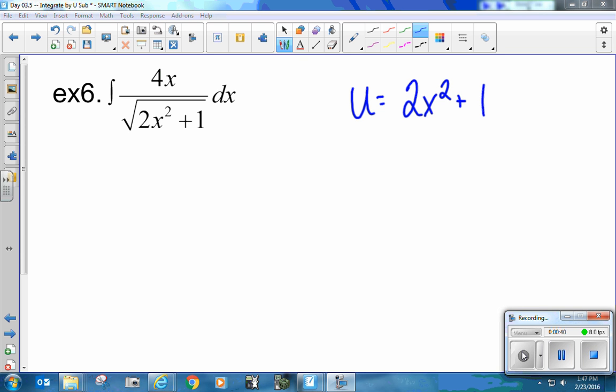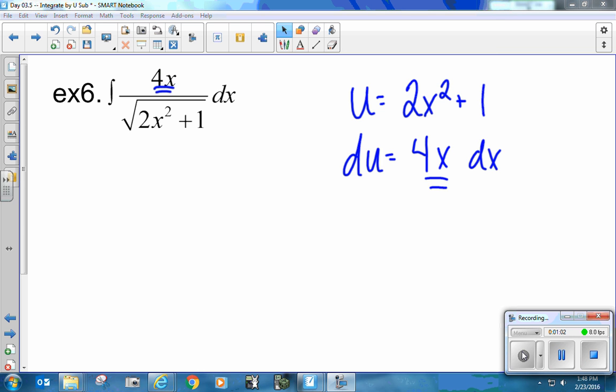Because what's the derivative of u now? One has to be the derivative of the other. If it's not that way, then you pick the wrong u. Okay? One has to be the derivative of the other. Okay? So, let's rewrite this, shall we?